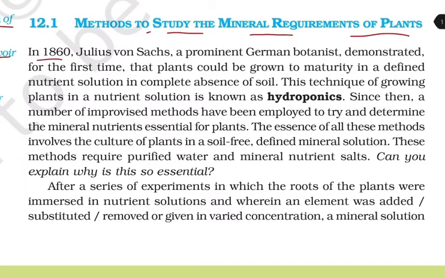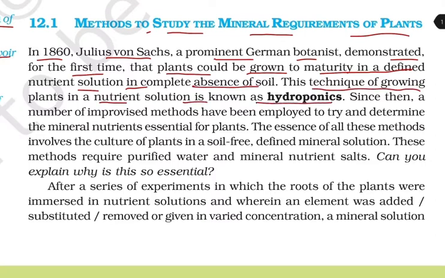In 1860, Julius von Sachs, a prominent German botanist, demonstrated for the first time that plants could be grown to maturity in a defined nutrient solution in complete absence of soil, and this technique of growing plants in a nutrient solution is known as hydroponics.